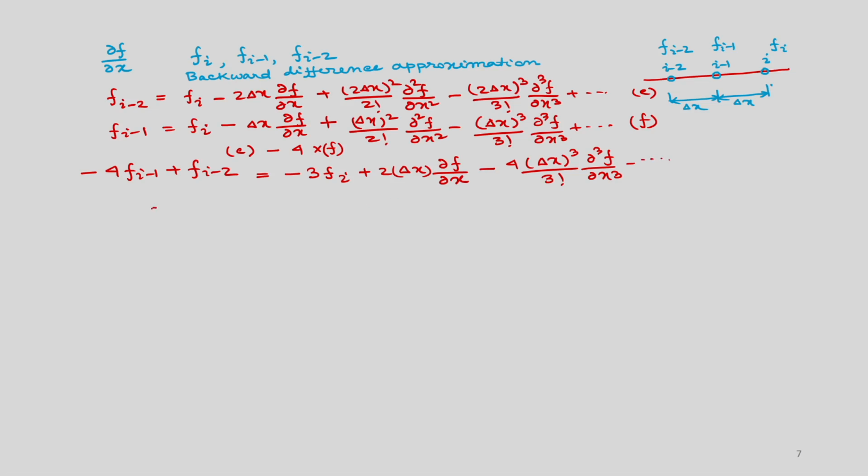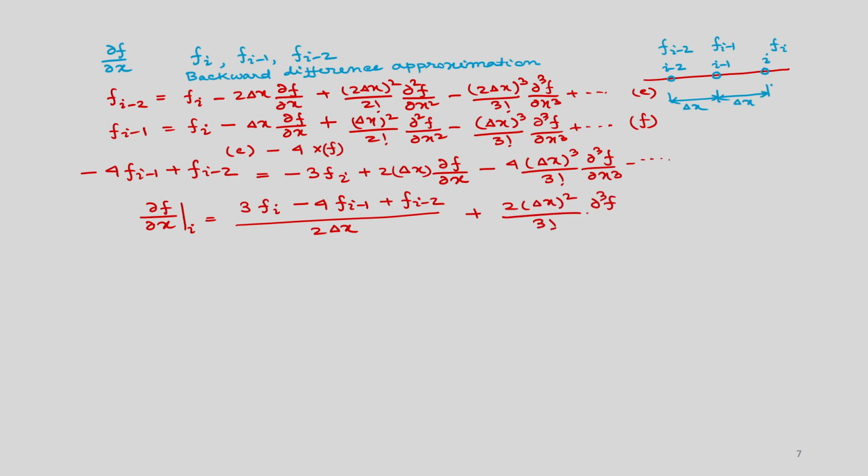So, now if you want to represent del f by del x, you can write this as 3 f I, taking the other terms to the right hand side. So it will be (3 f I minus 4 f I minus 1 plus f I minus 2) divided by 2 delta x, and this will be on the right hand side. Since you are dividing by 2 delta x, the next term will be 2 delta x square by factorial 3 del cube f by del x cube, and other higher order terms. So, you can see the leading term in the truncation error is of the order of delta x square.